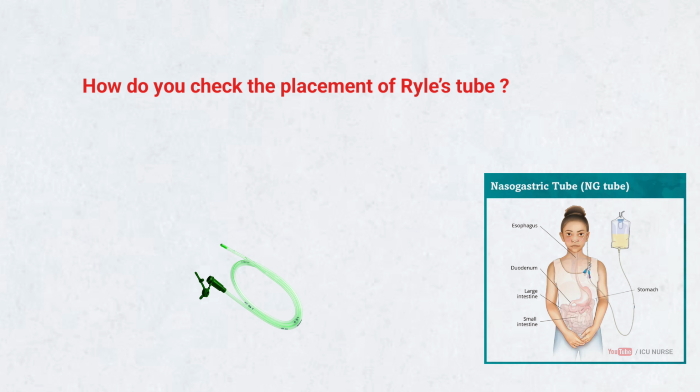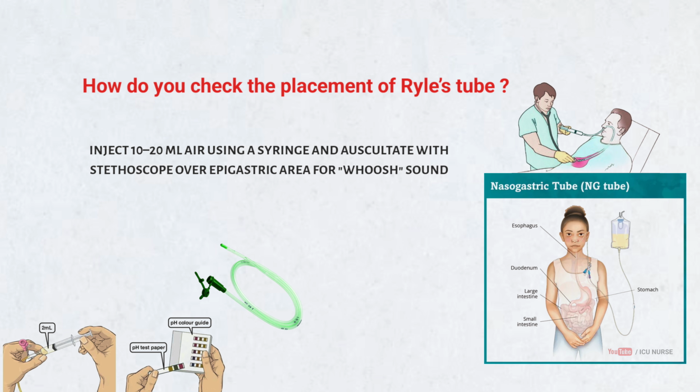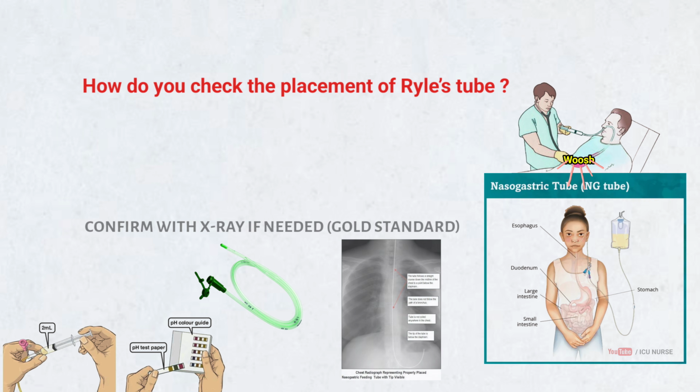How do you check the placement of Ryle's tube? Aspirate stomach contents and check pH, which should be acidic. Inject 10 to 20 ml air using a syringe and auscultate with stethoscope over epigastric area for whoosh sound. Confirm with X-ray if needed. This is considered the gold standard to check the placement of Ryle's tube.